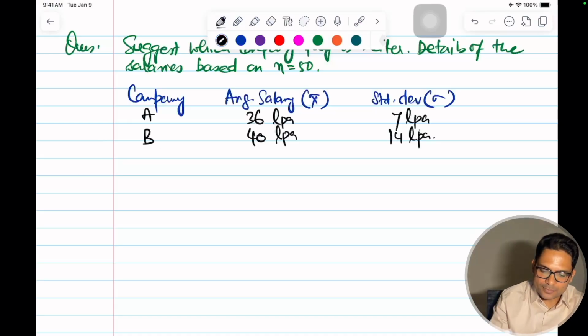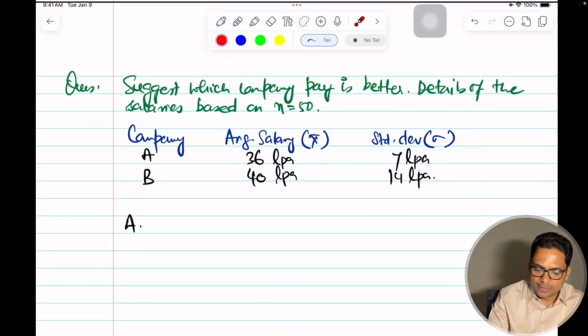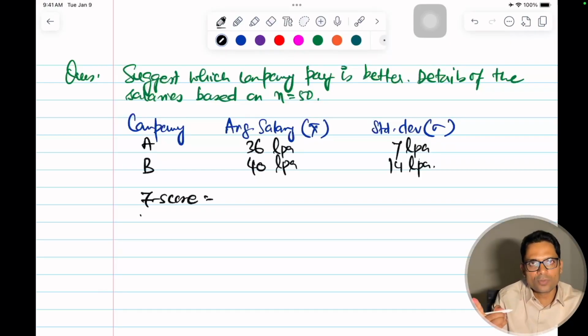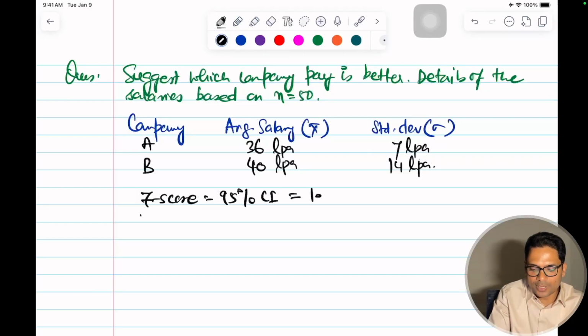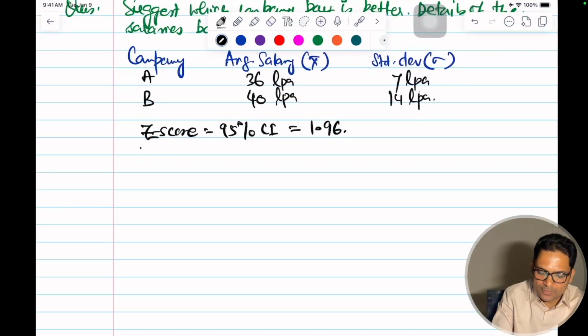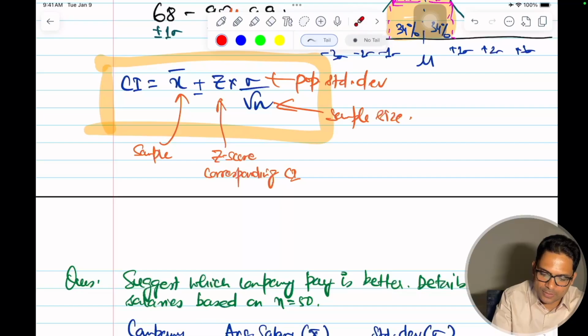So let's find out. How will we do? We'll go for company A first. So this is called margin of error, this Z, the Z score. Okay, so the Z score for 95.4 was 2 standard deviations, and the Z score for 95% CI is equal to 1.96. Okay, just slightly less. So with this information, let's calculate. This is the formula, Z into sigma, and this part is called margin of error.